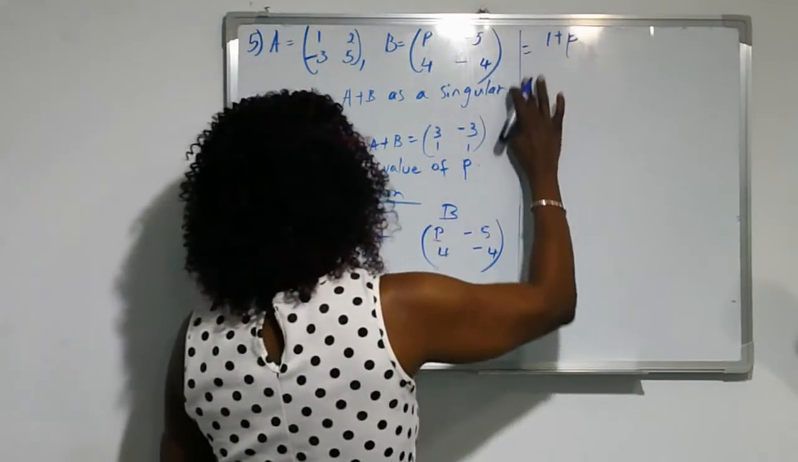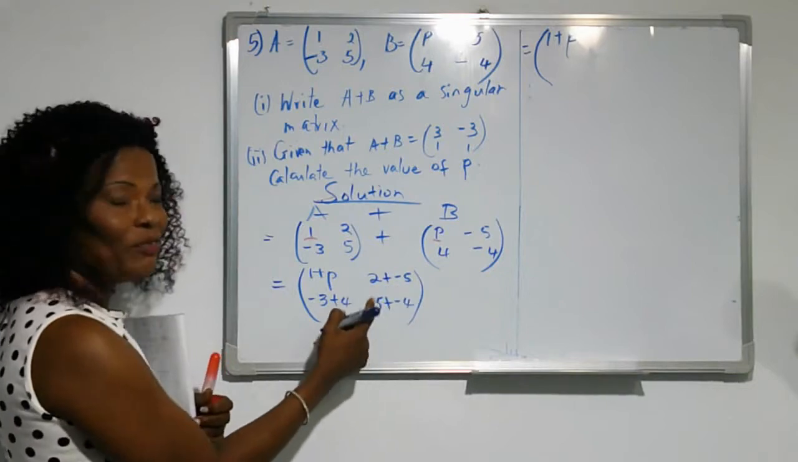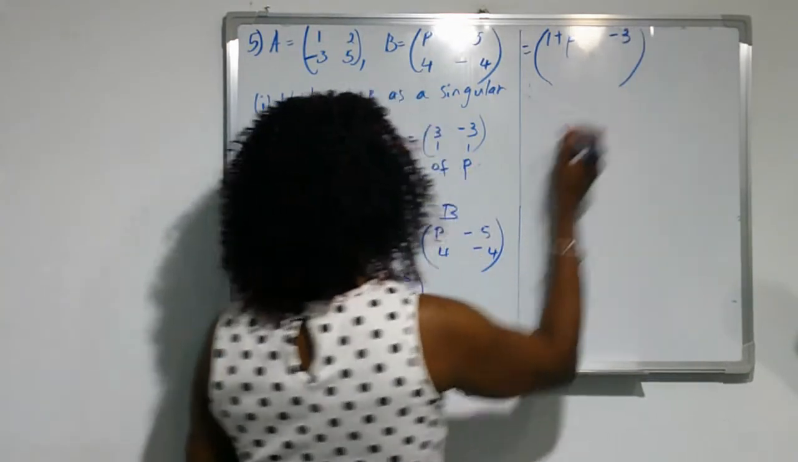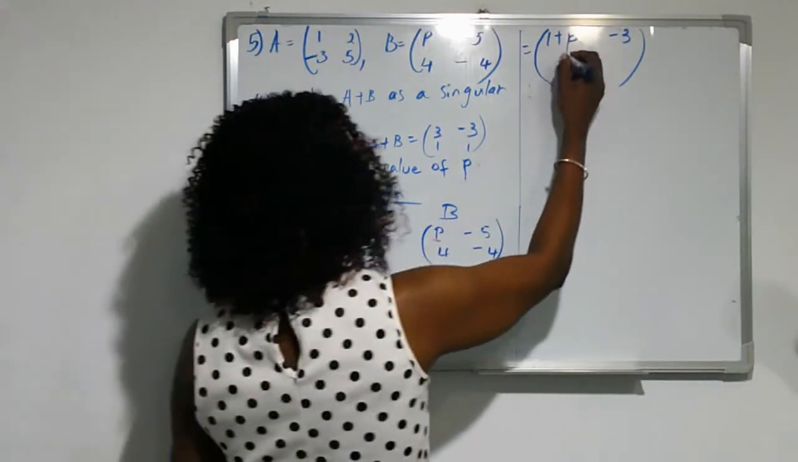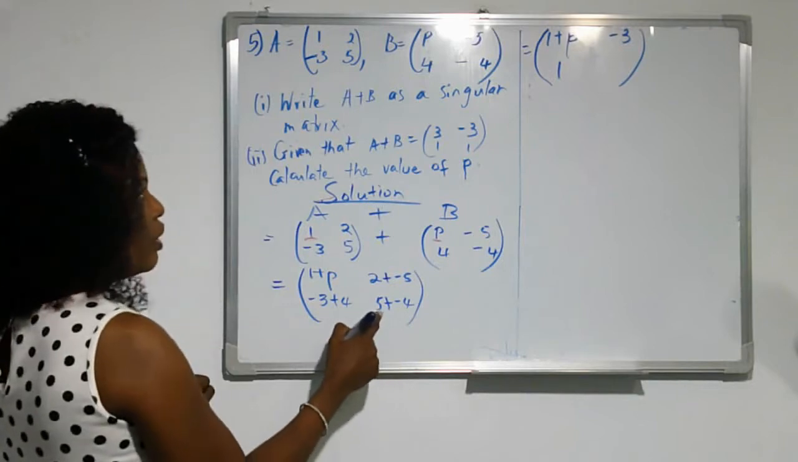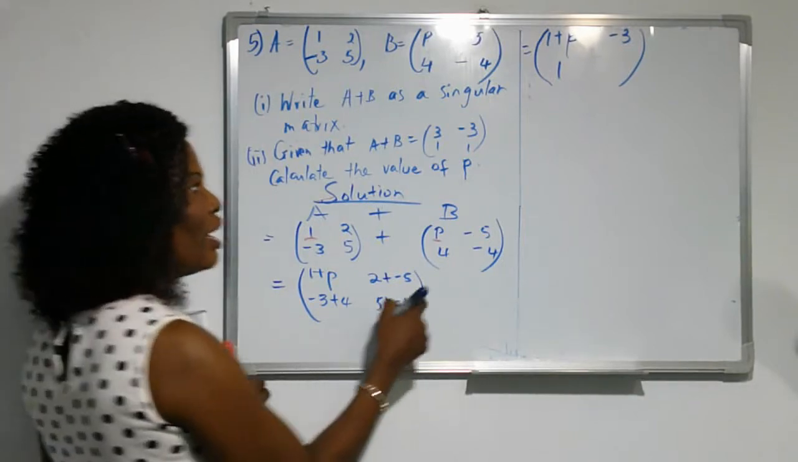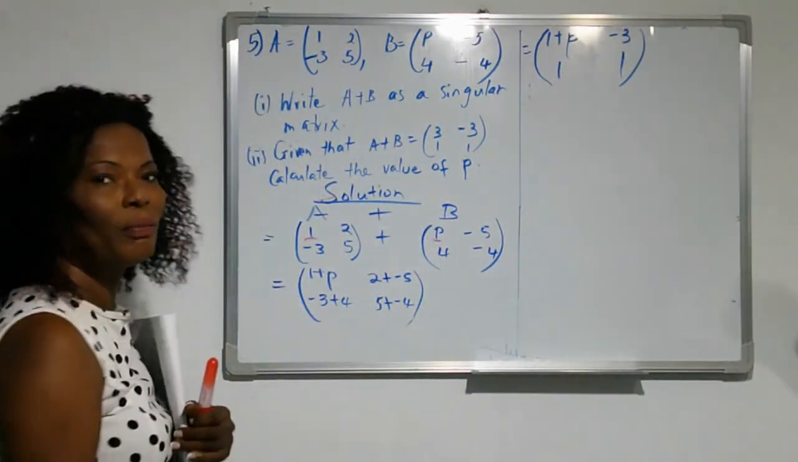Let me just get that bracket looking a little bit more decent. 2 plus negative 5, you have $2 and you owe 5. So you still owe 3. You have $4 and you owe 3. You still have 1. You have $5 and you owe 4, you still have 1. Give up the 4, you still have 1 left in your pocket.